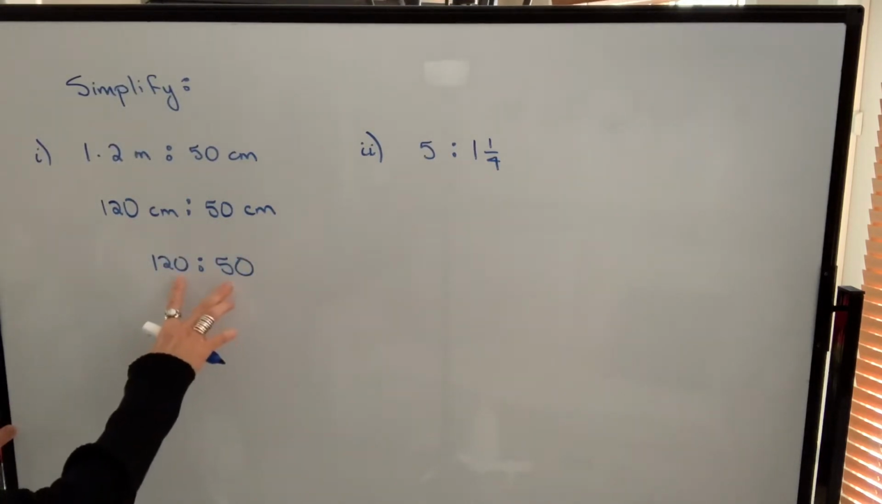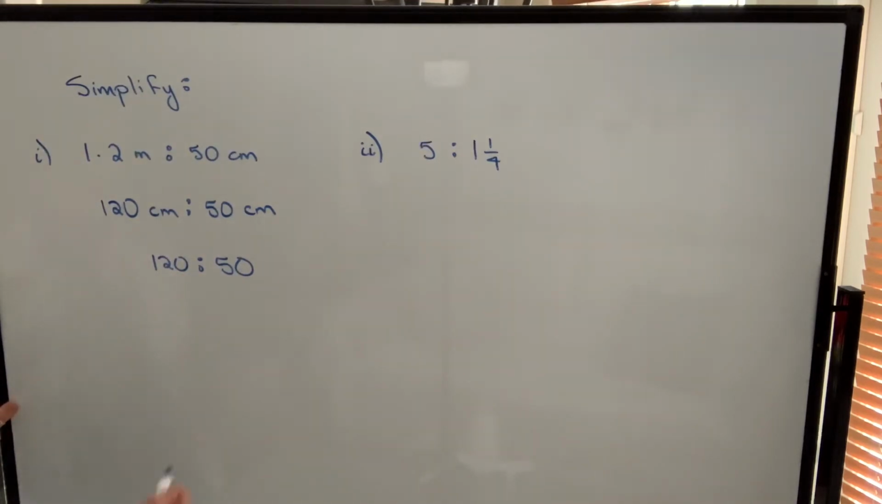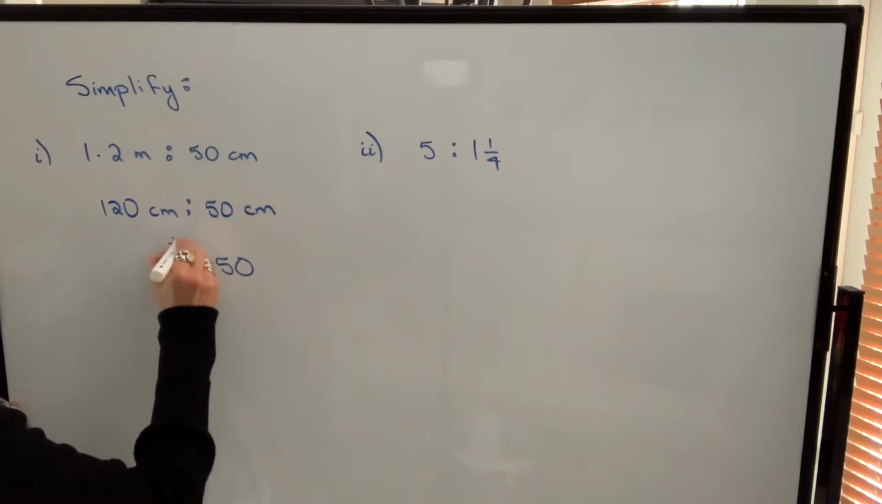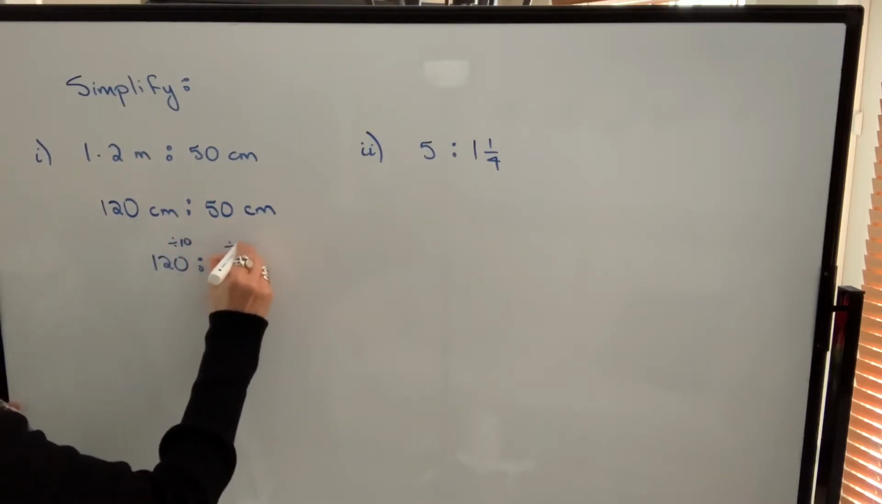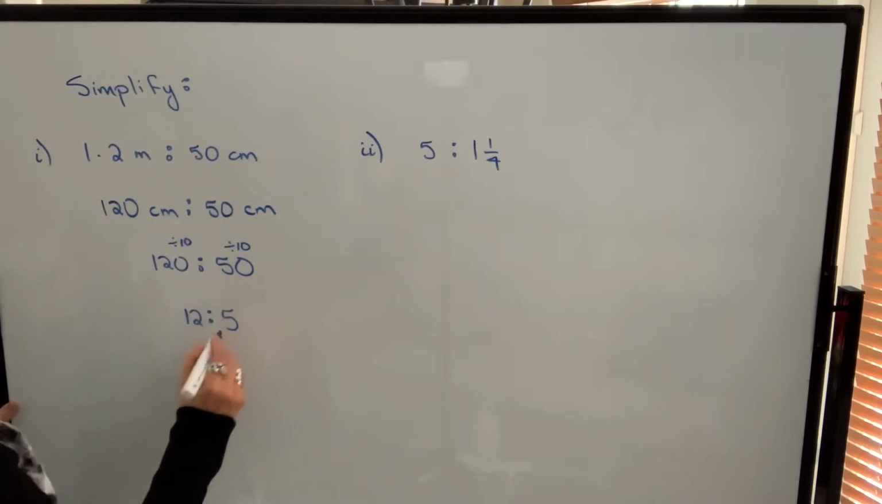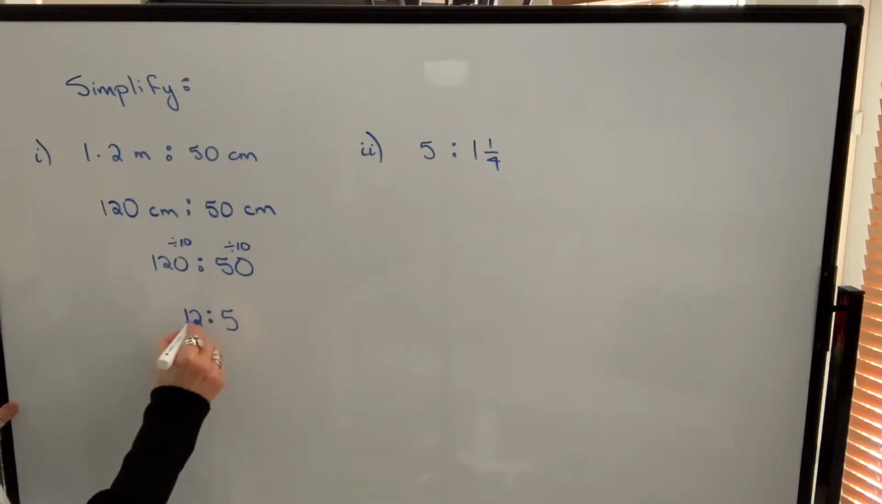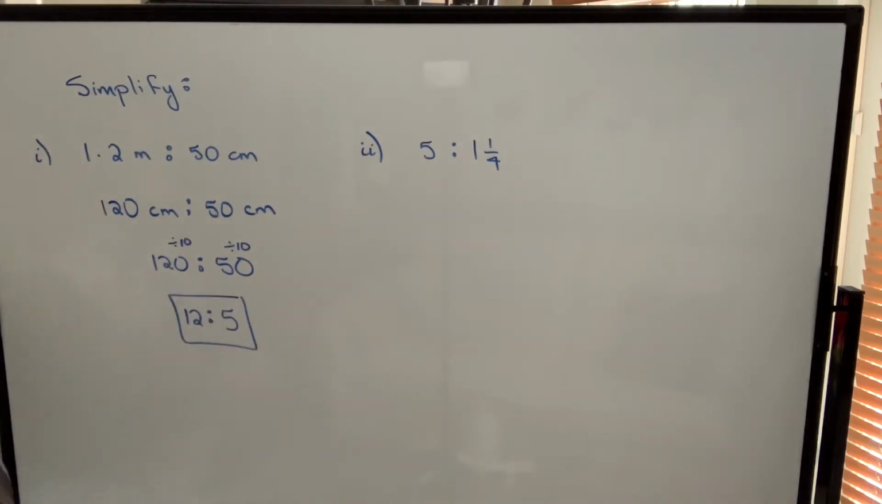Now I look to see if there's any number that divides into both numbers in my ratio. I can divide both numbers by 10. So I'm allowed to do that and I will get 12 to 5. Can it be reduced any further? No, there's nothing that divides into both 12 and 5. So that would be my simplified ratio.